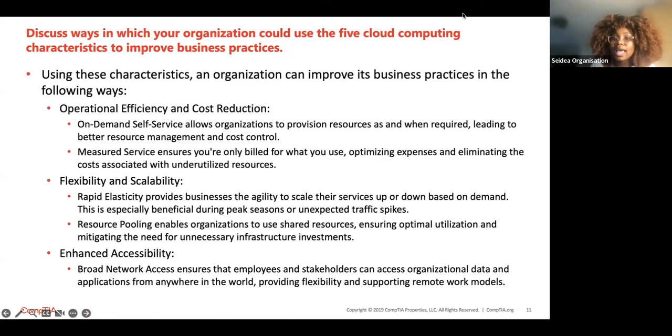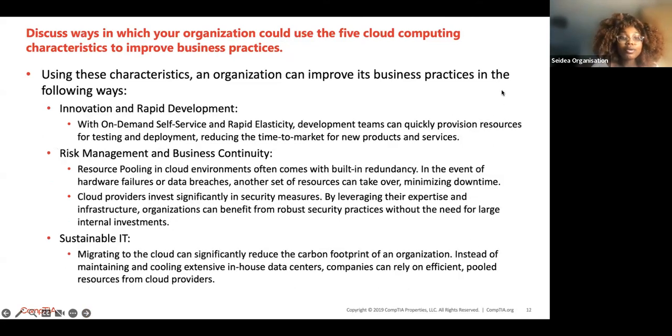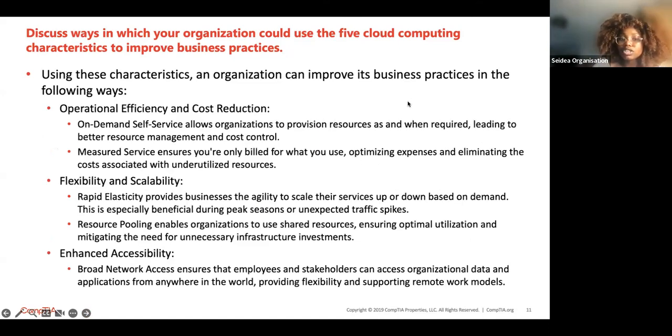Now, if we're going back to look at how each of these characteristics actually plays a part, when we talked about operational efficiency in cloud, we're looking at on-demand services, for example. They allow organizations to provide resources as and when required, leading to better resource management and cost control. Another good example is when people self-publish their books with Amazon. Amazon is not going to print that book unless somebody buys the book.